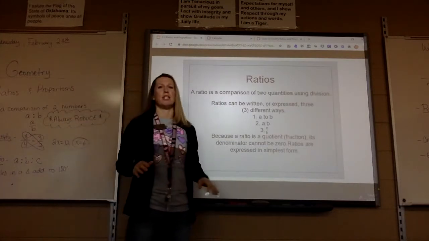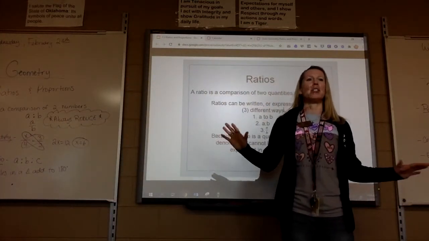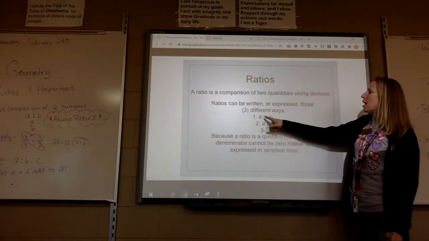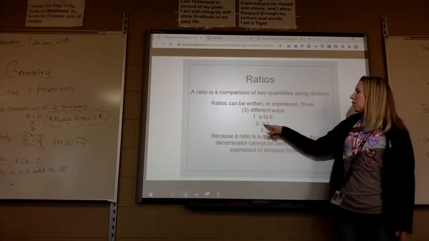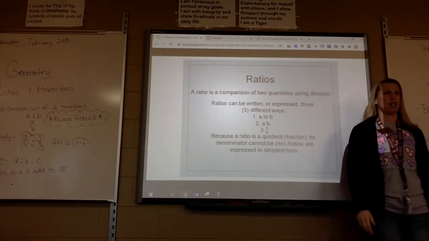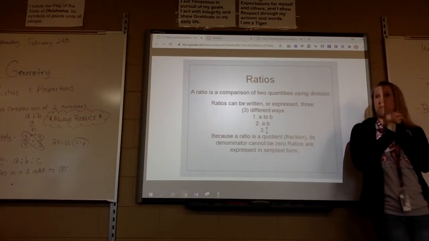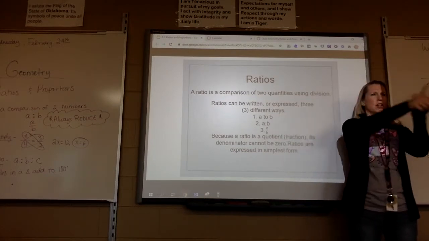Okay, so all a ratio is, is a comparison of two numbers. That's it. You can write it like A to B, A colon B, which is how we're going to write it on our assignment today, or you can write it as a fraction. You did do ratios, and you may have seen it in 7th grade, maybe, or 6th grade.